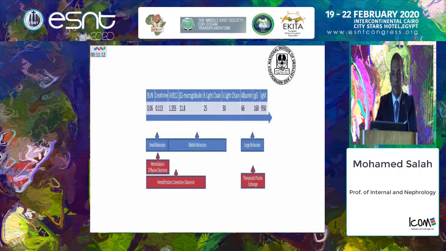Again, larger molecules, very large molecules, like albumin, IgG, IgM, etc., are not removed except by the TPE or therapeutic plasma exchange.